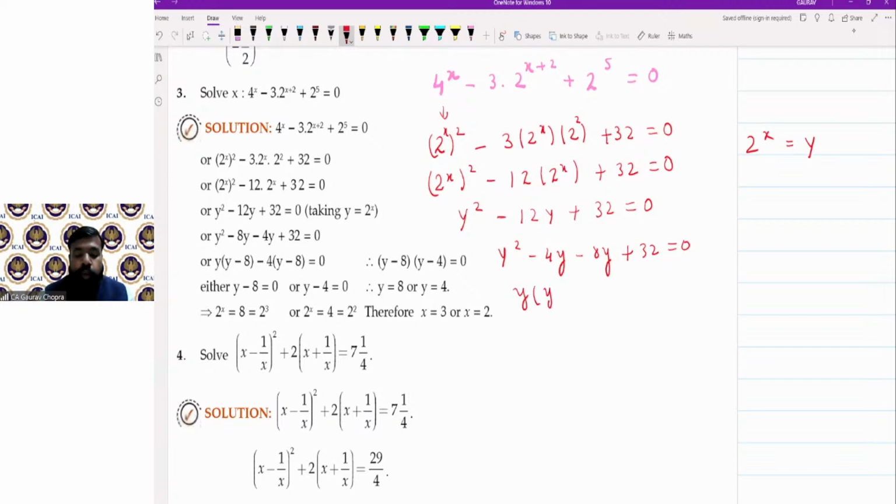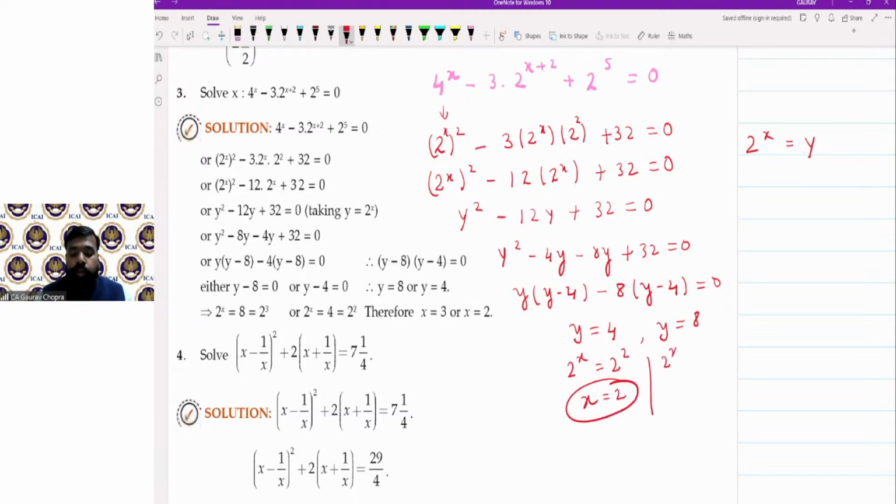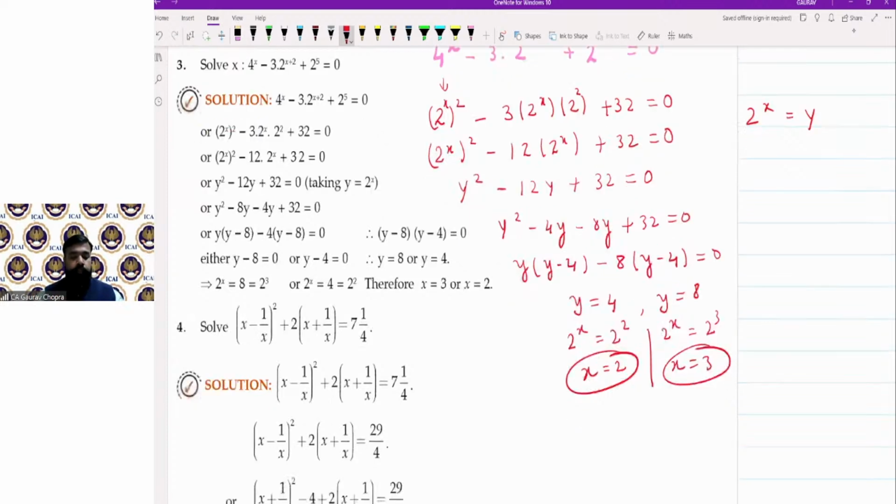So y can be taken as common, y minus 4. Then 8 can be taken as common. So again, y minus 4 equal to 0. From here we get y equal to 4 and 8. Now at last, what do we have to do? Put back the value of y. 2 to the power of x equal to 4. 4 means 2 square, therefore x equal to 2. And here also 2 to the power of x is equal to 2 to the power of 3, therefore x is equal to 3. So in this way we can calculate the value of x.